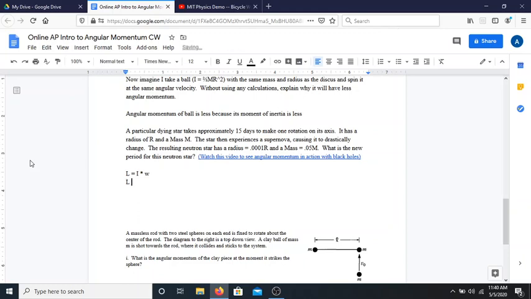The question doesn't say it, but the moment of inertia of a star is the same as the moment of inertia of a ball. They're both spheres, so it's 2/5 times m times r squared, times some angular velocity that we don't know, but we can calculate pretty easily, because angular velocity is just the amount of radians or degrees traveled in a certain amount of time. If the star makes one rotation every 15 days, that means it's making 2 pi radians every 15 days.